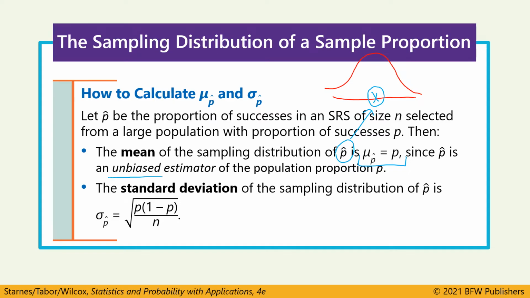P hat is called an unbiased estimator of the population proportion because when we take a sample, we're most likely to get a result right in the center of that curve. The standard deviation we're going to get from this equation right here. I'll be shortening it with pq over n, since 1 minus p is just q.